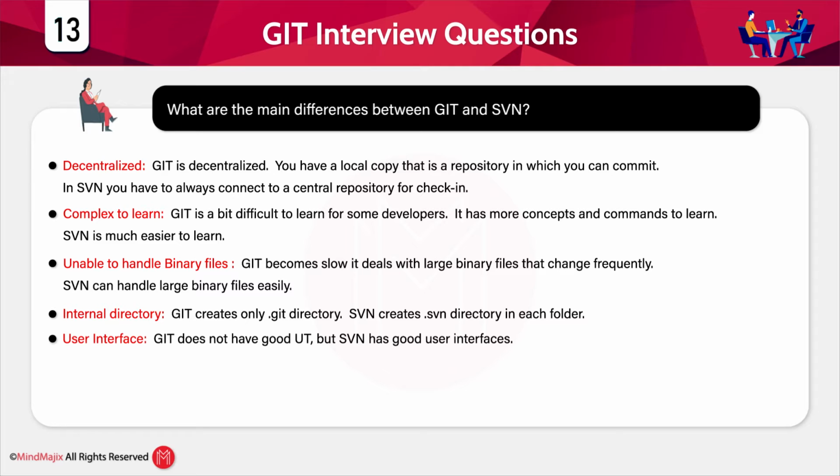SVN creates a .svn directory in each folder, whereas Git creates only one .git directory, guys. User interface: Git does not have a good user interface, but SVN has a good user interface.